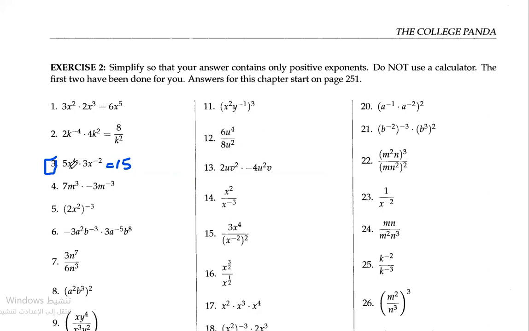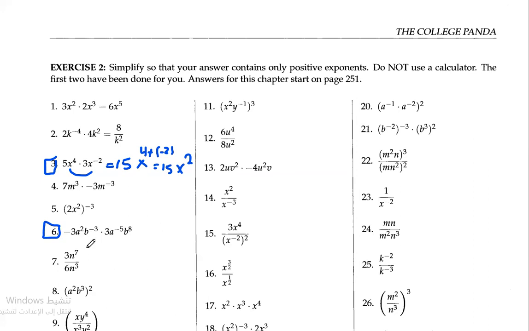Now x to the power 4 times x to the power minus 2, you add the exponents. So 4 plus minus 2. Then the answer will be 15x to the power what, Zainab? 2, right? Is it clear? Yes, clear. Okay, can you do number 6?